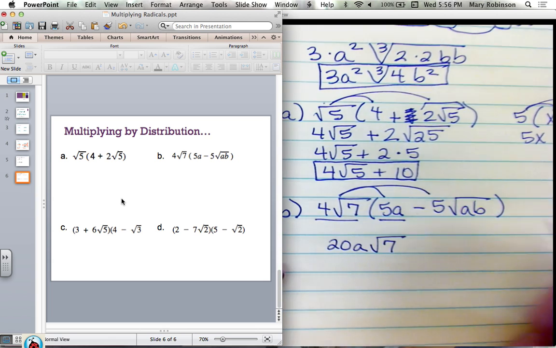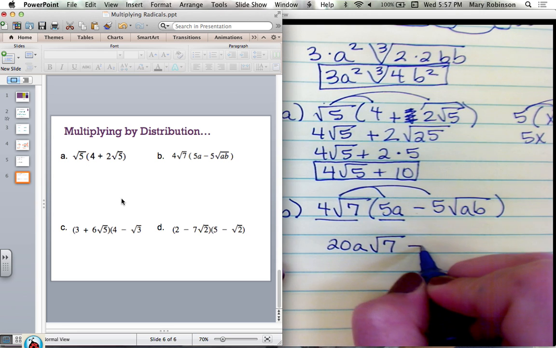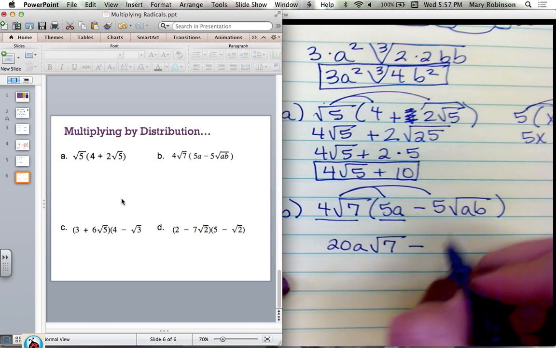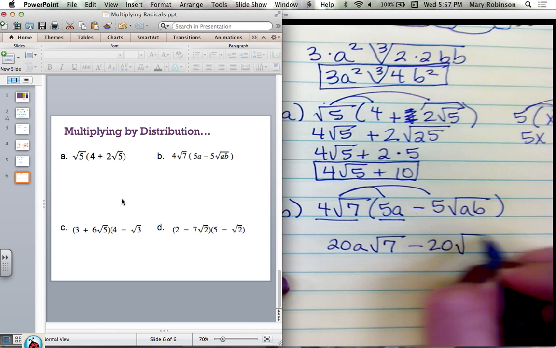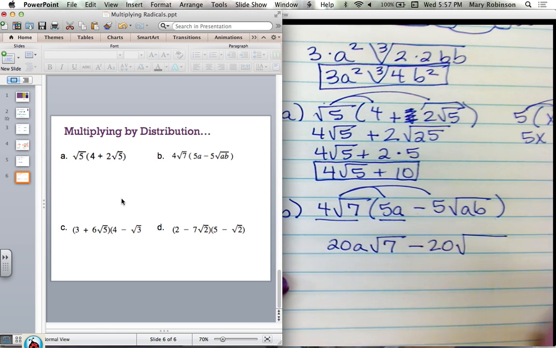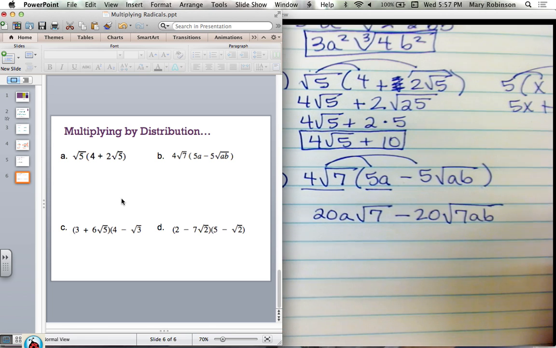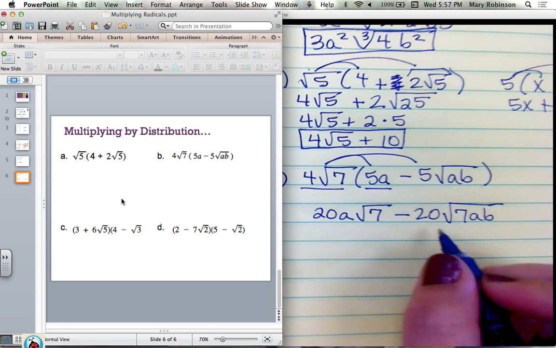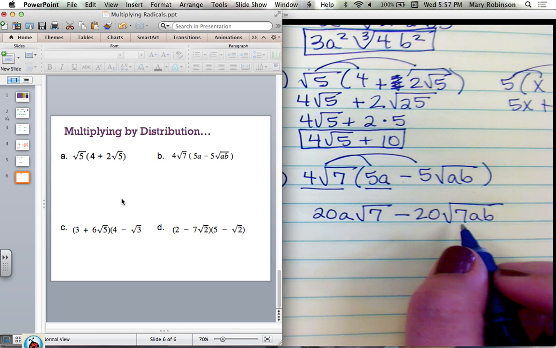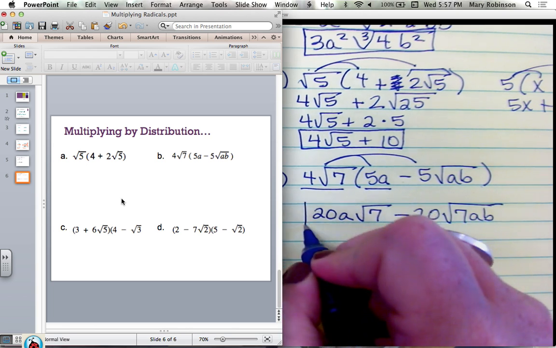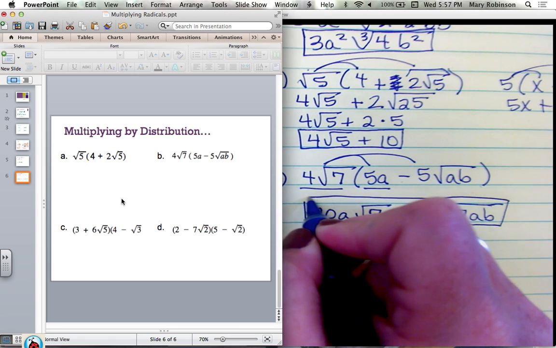Now I'm going to distribute the 4 square root of 7 to the next term, bringing down my minus. The 4 and the 5 can be multiplied because they're both outside of a radical. The 7 can be multiplied with the AB and stays under the radical. Because I do not have like terms, while they have 7 under the radical, I do not have an AB here for my first term. So I have done everything I can do to simplify. I'm all done.